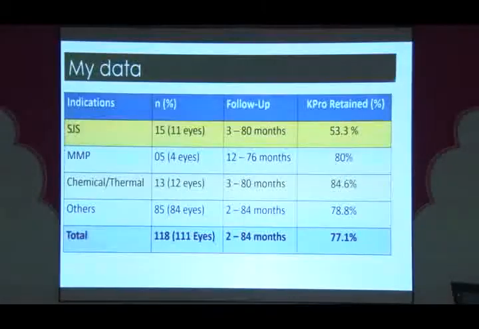So my data so far in this group is SJS 15, only 53% retained, MMP 5, 80% retained, chemical and thermal 84% retained. Others, like other groups, are there. Total I have done 118 so far. Overall retention is 77%. But you see that this group is not so inferior, except SJS. We'll need to learn a lot for this SJS group.